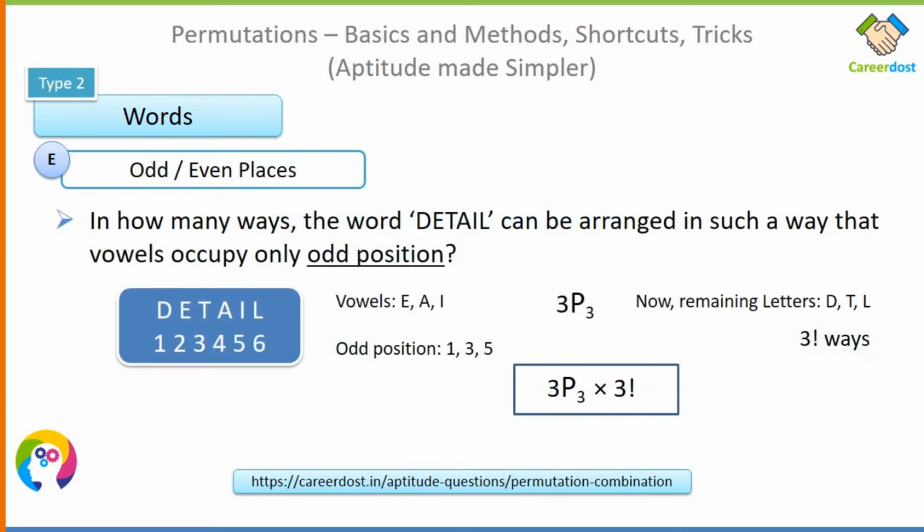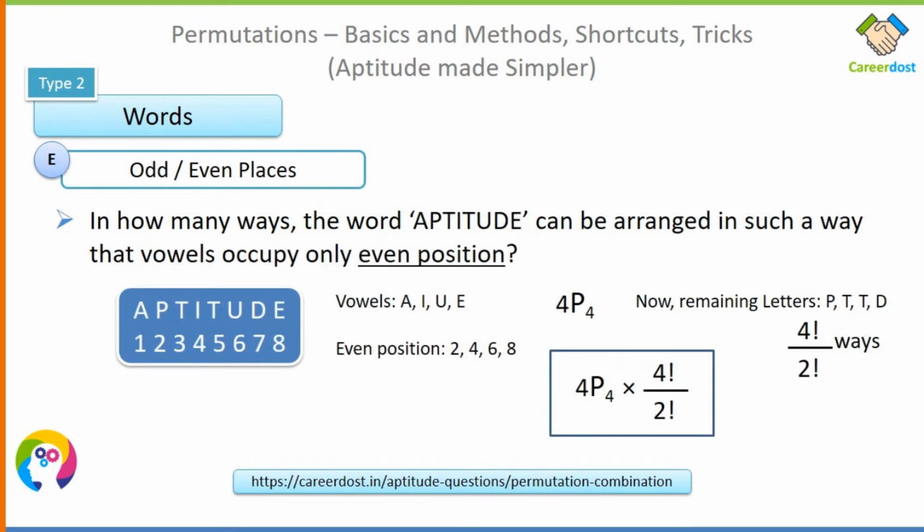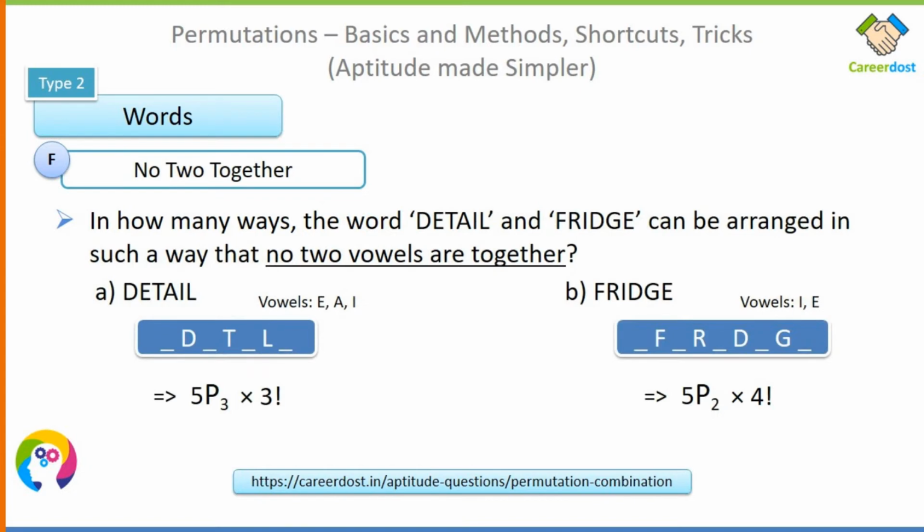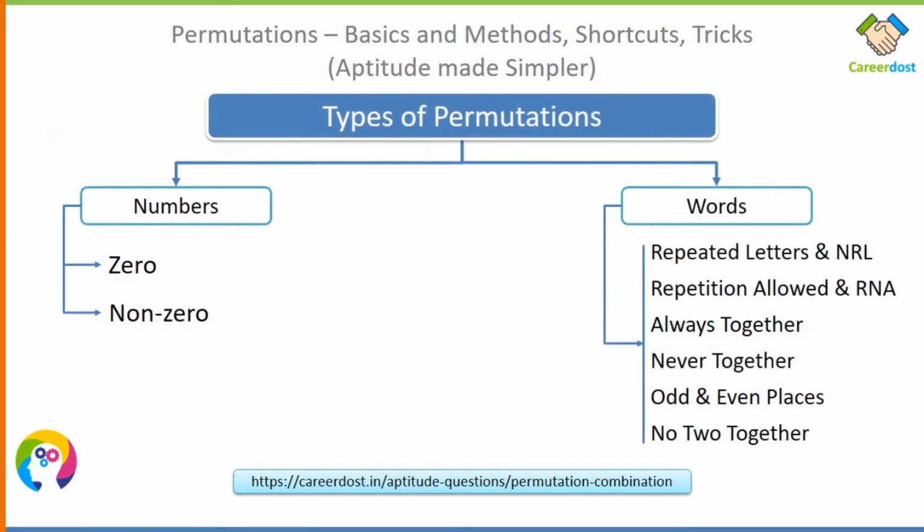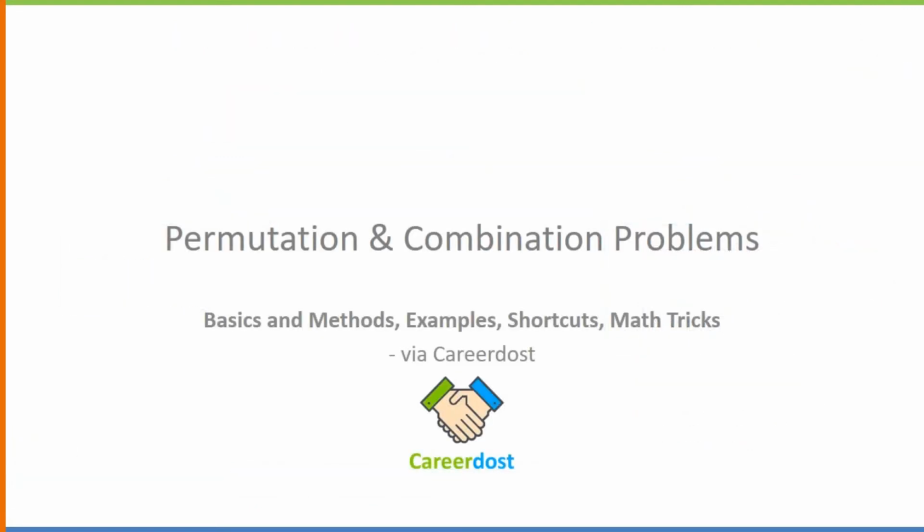Then we discussed the fifth type of word permutation, which is odd and even places for vowels, consonants and other words. And lastly we discussed the sixth type of word permutation, which is no two together for vowels, consonants and other words. So if you are thorough with all the 8 types of permutation concepts, I'm pretty sure you can crack the permutation section of the aptitude exam very easily.